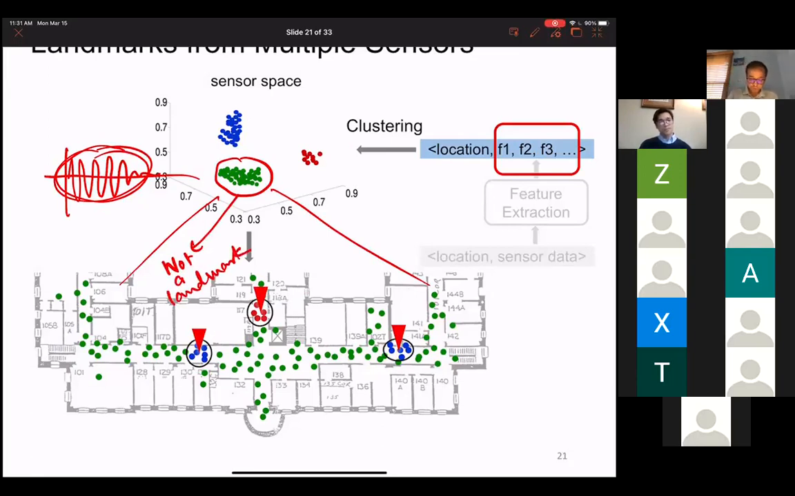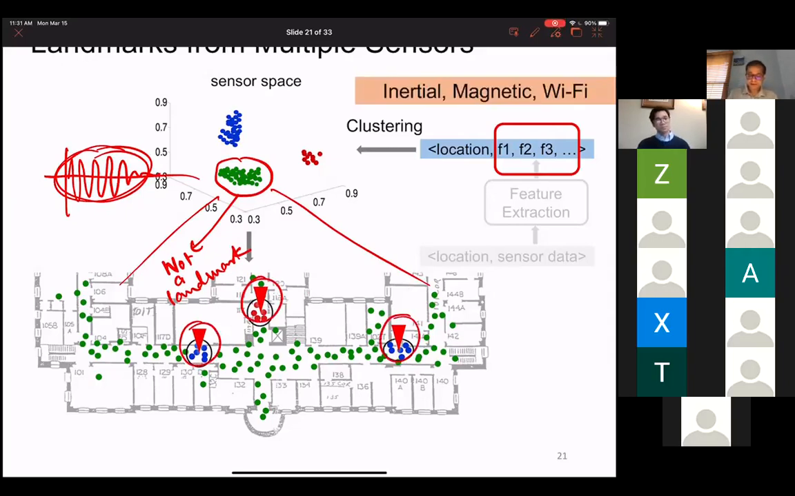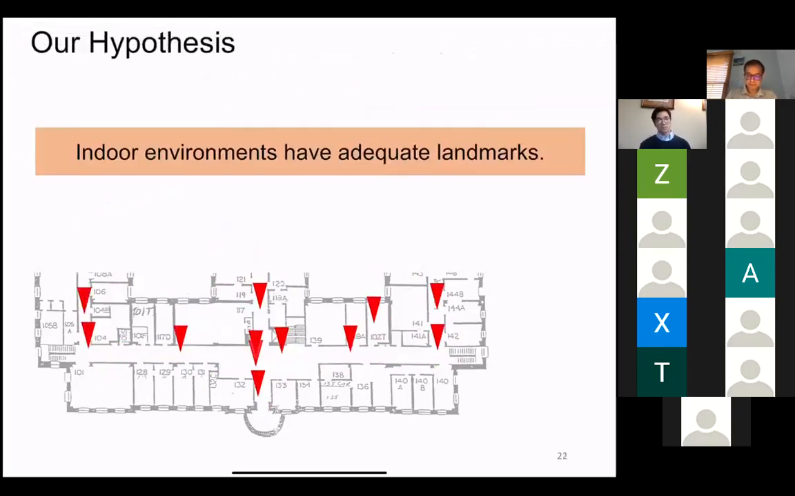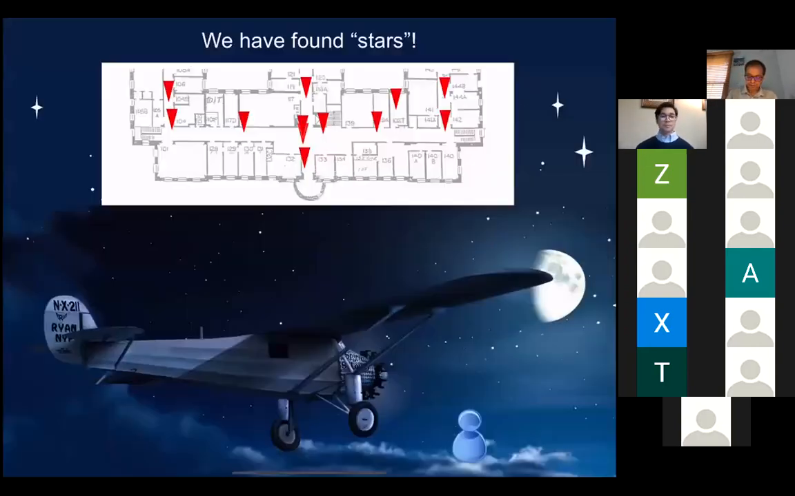Okay. So now you've identified these landmarks. And these landmarks could be inertial, magnetic, Wi-Fi, 4G, 5G, anything. Right? So now indoor environments have adequate landmarks. And this is one thing we saw, that even man-made nature, man-made environment and ambience had enough number of landmarks. Okay. So now the question is, we have found the stars, right? So we should be able to navigate.